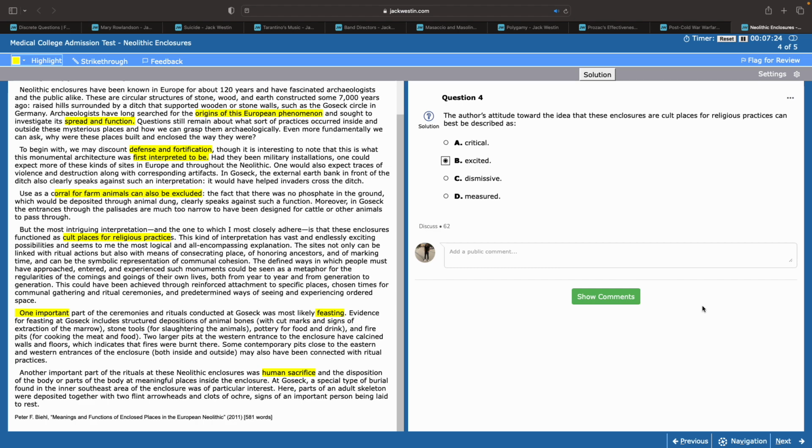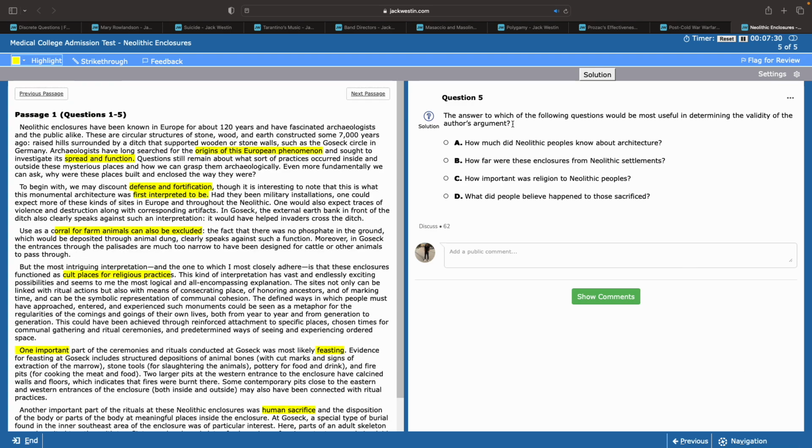Most intriguing interpretation. The answer to which informs the internality of the author's argument.